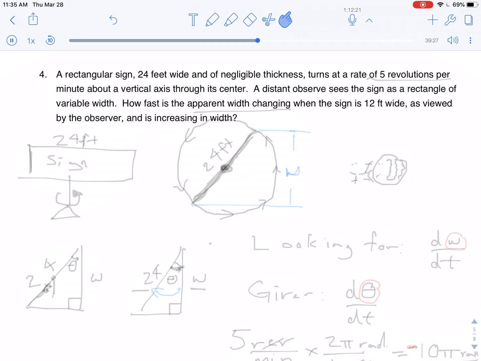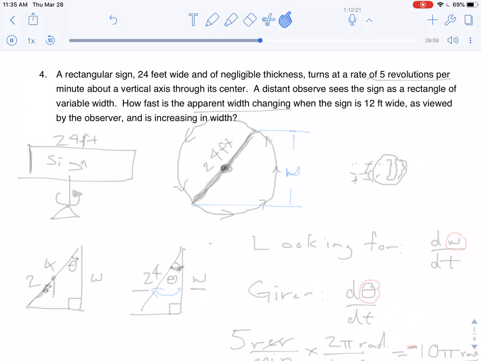So, okay, let's talk about this one. I have a rectangular sign, 24 feet wide, of negligible thickness, that turns at a rate of 5 revolutions per minute about a vertical axis through its center. A distant observer sees the sign as a rectangle of variable width. How fast is the apparent width changing when the sign is 12 feet wide as viewed by the observer and is increasing in width?